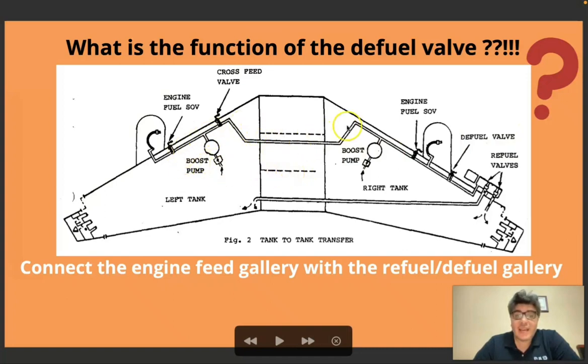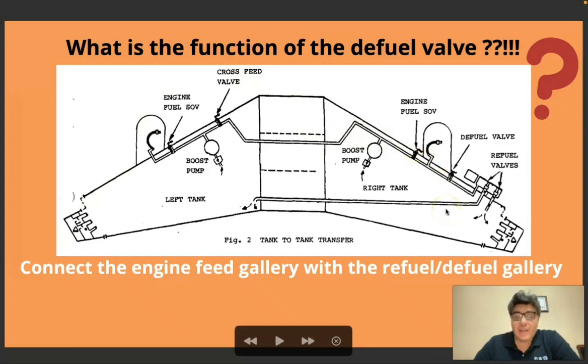It contains the engine feed gallery and the refuel gallery. The schematic of the aircraft fuel system has an engine feed gallery, which contains the booster pumps that supply fuel to the engine. This gallery is called the engine feed gallery, which is divided into a left gallery and a right gallery, and it is divided by the cross-feed valve. Okay, so this is the engine feed gallery.